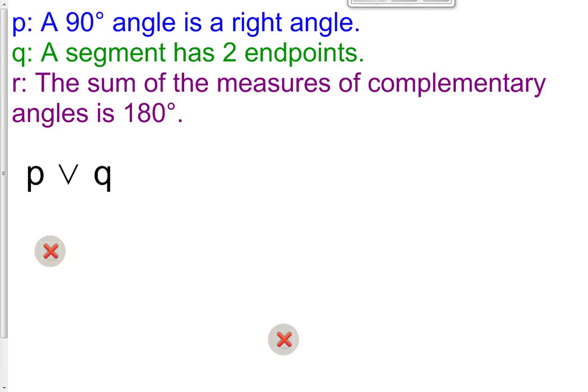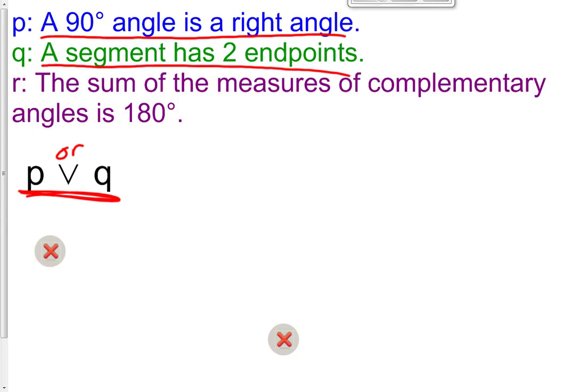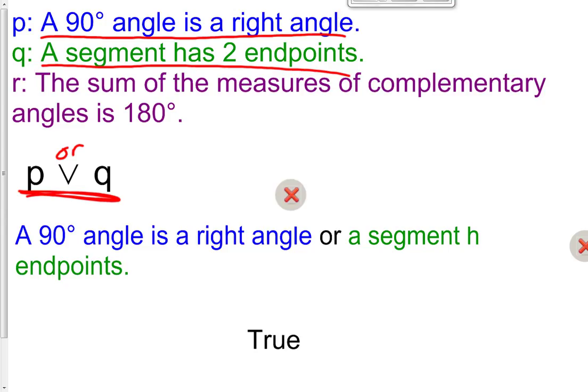P or Q is what this symbol is saying right here. P or Q. So P is a 90-degree angle is a right angle, or Q, a segment has two endpoints. A 90-degree angle is a right angle, or a segment has two endpoints.